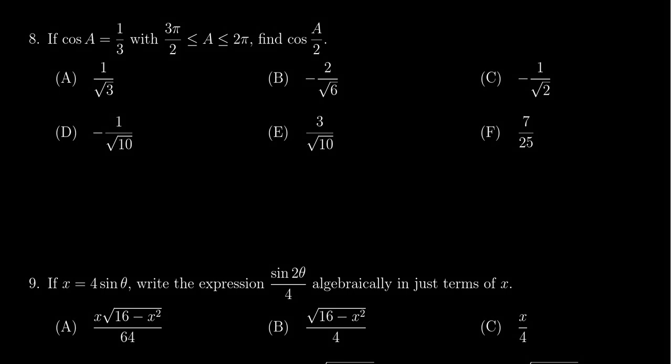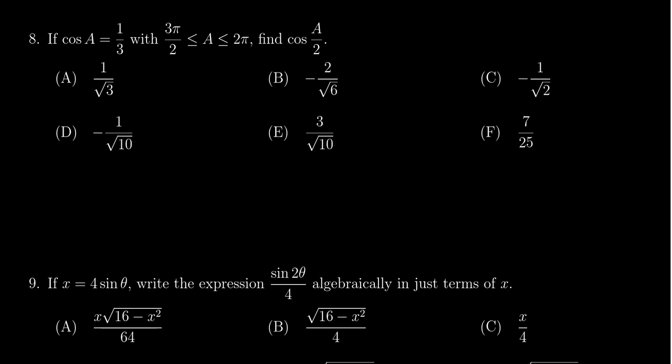In this video, we present the solution to question number 8 for practice exam number 2 for Math 1060, in which case we're told that cosine of some angle A is equal to 1/3, and we know that A resides between 3 pi halves and 2 pi, so it's in the fourth quadrant. We need to compute cosine of A halves. So the half angle identity is going to come into play here.